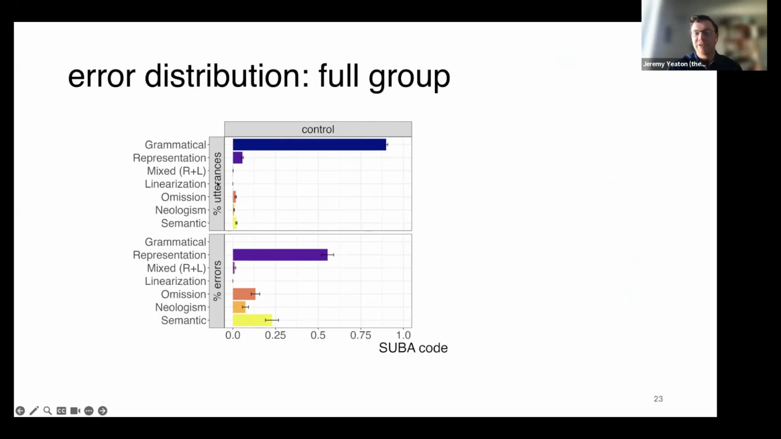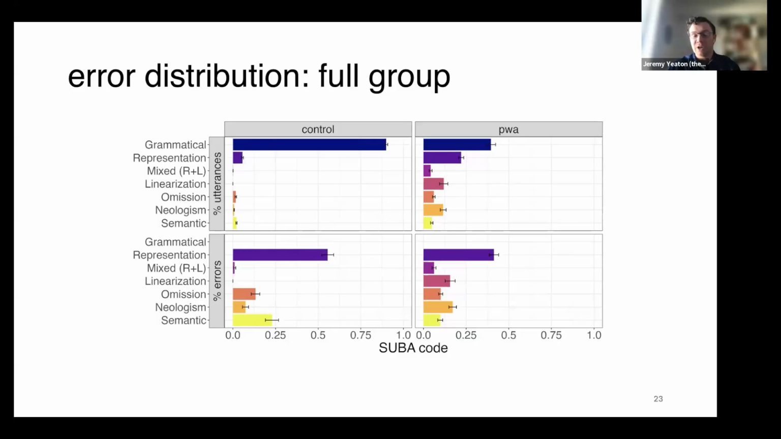In this top panel, we have the proportion of utterances. And so we see that they're producing the vast majority grammatical utterances. Good job, healthy people. And then we have relatively small amounts of these other utterance types. But if we throw out all the grammatical utterances and look just at the types of errors they're making, we see that they're producing predominantly representation level errors, as well as some semantic and omission errors. But critically, they're producing no linearization errors. They're out of the question for the healthy people.